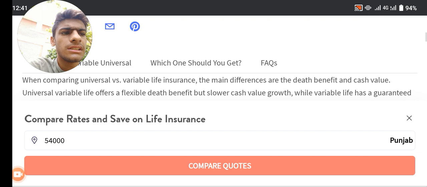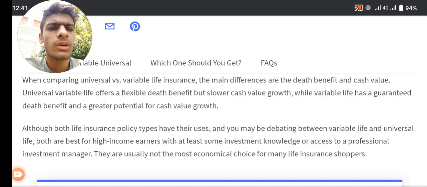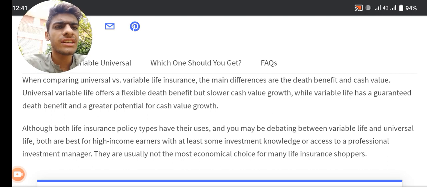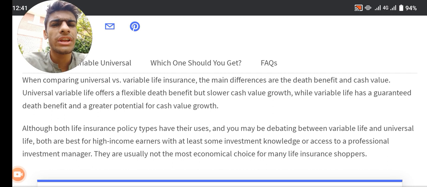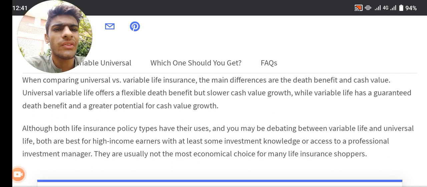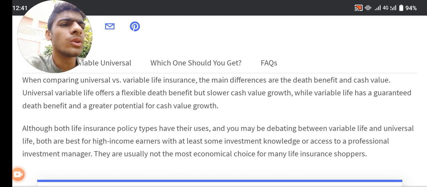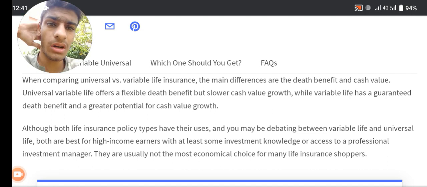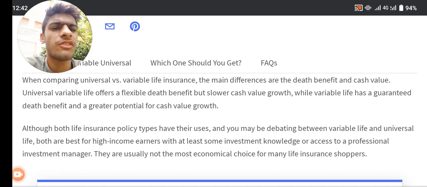We are comparing universal versus variable life insurance. The main differences are the death benefit and the cash value. Universal and variable life offer a flexible death benefit, but they are slow. The cash value growth will be tied to life, and the guarantee of the death benefit has been generating protection for the cash value growth.